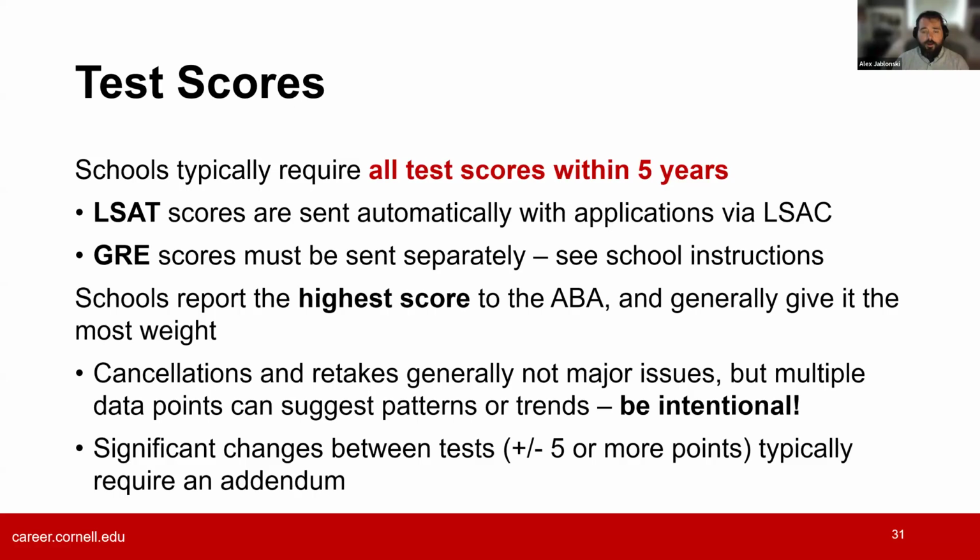Schools report the highest score for the test that's relevant to the ABA, and they give it the most weight. But, and this goes to the question about retakes and what's recommended, canceling a score or retaking the exam in and of itself, they're not particularly major issues. They're very common, particularly with something like Score Preview now. Cancellations are very common. Retakes are common, but anytime you have more than one data point, you begin to establish a trend. And so it's really worth considering what that trend might look like.